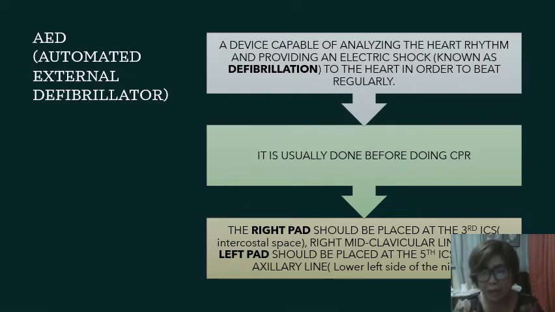The right pad is usually placed at the upper right portion of the chest, and the left pad is placed at the lower left portion of the breast. So upper right, lower left. That's for an adult or a child. But if it's a baby or an infant, the right pad is placed above the chest and the left pad is placed at the back.